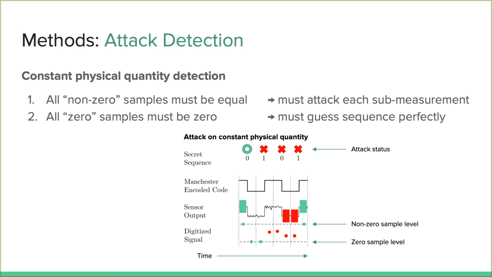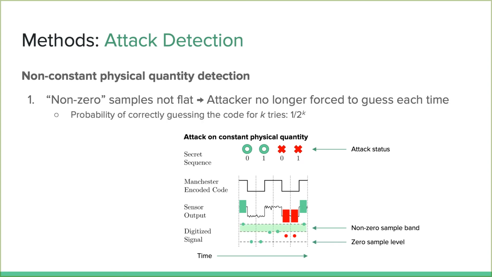So this is a very robust method. We must guess the sequence not only perfectly, but each time. And this is how we get a very robust system if we have a constant physical quantity. Now, it changes if we have a non-constant physical quantity.